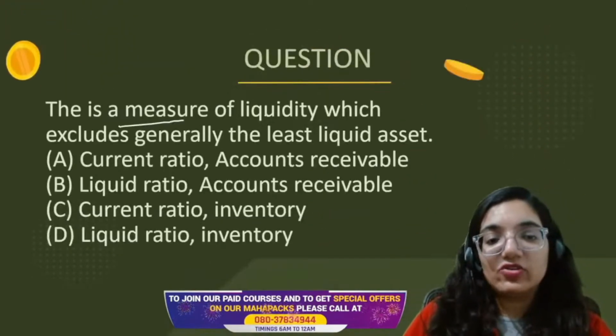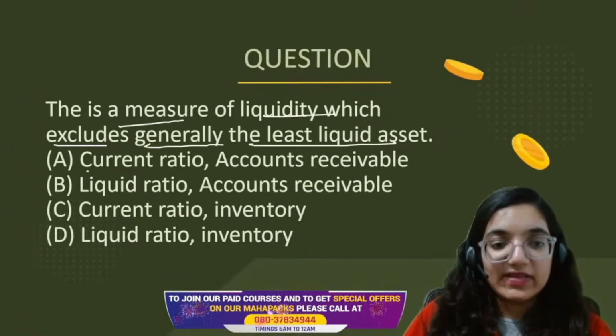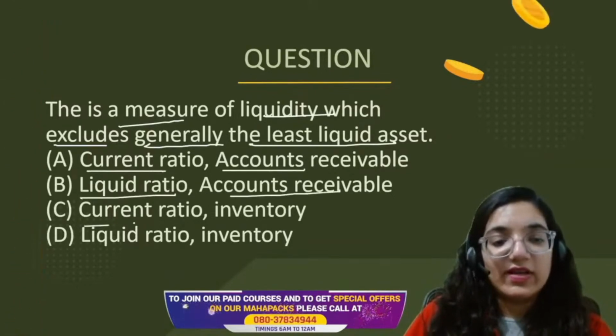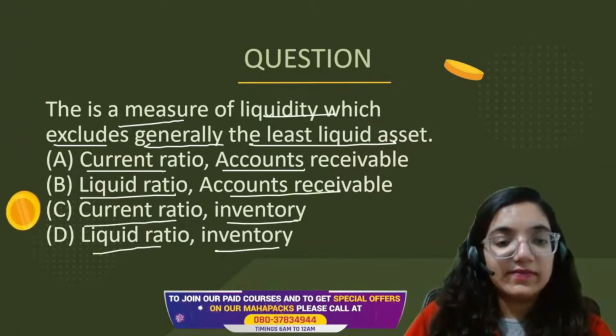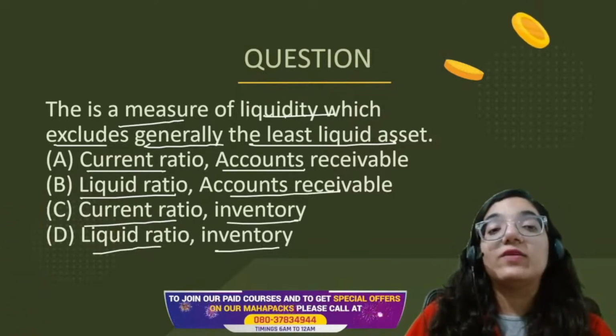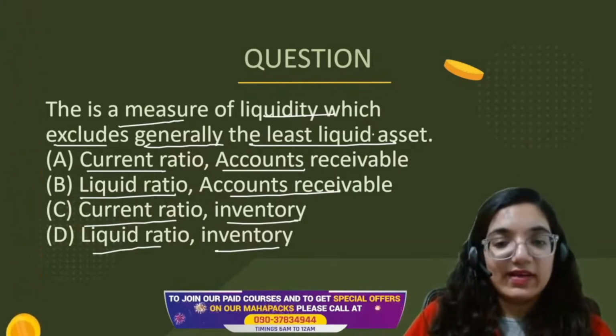This is a measure of liquidity which excludes generally the least liquid asset. Current ratio, account receivable. Liquid ratio, account receivable. Current ratio, inventory. Liquid ratio, inventory. What is the measure of liquidity which excludes generally the least liquid assets?